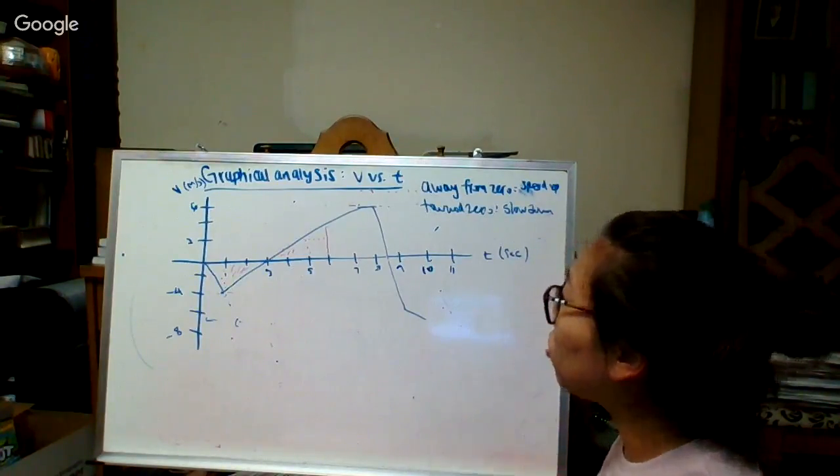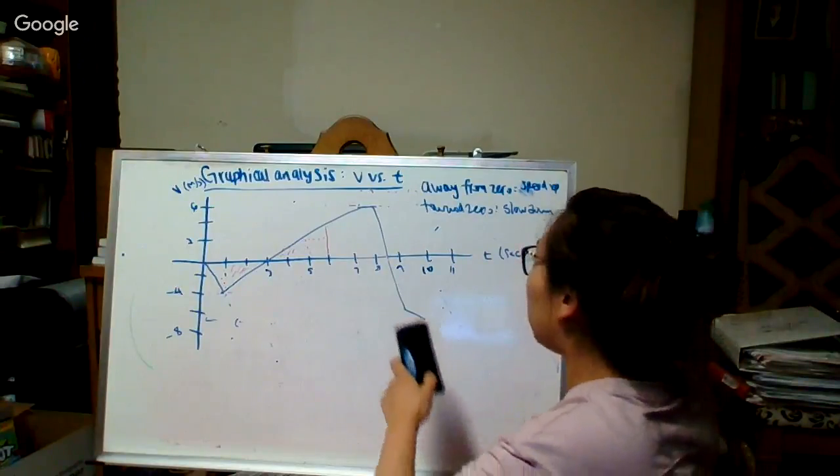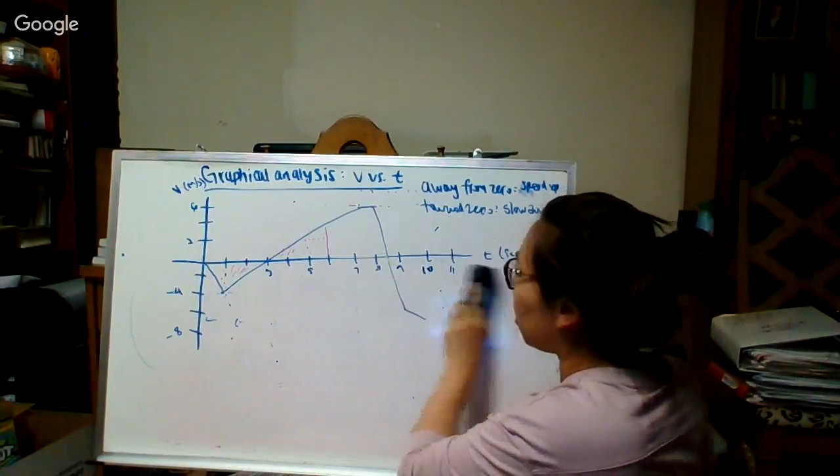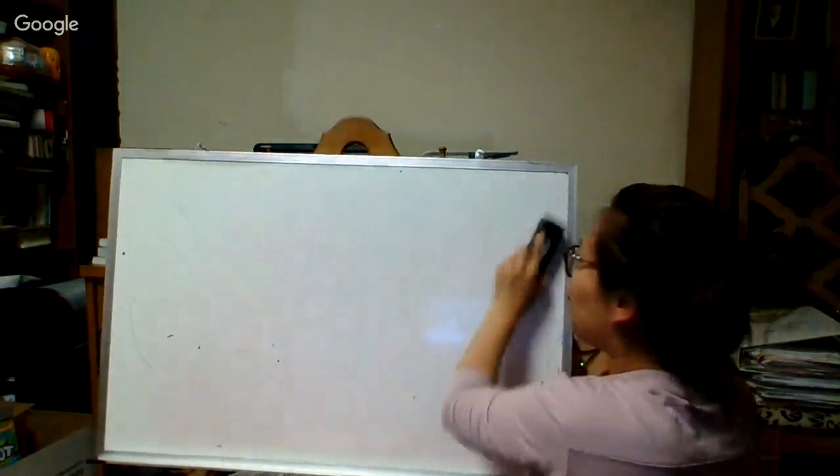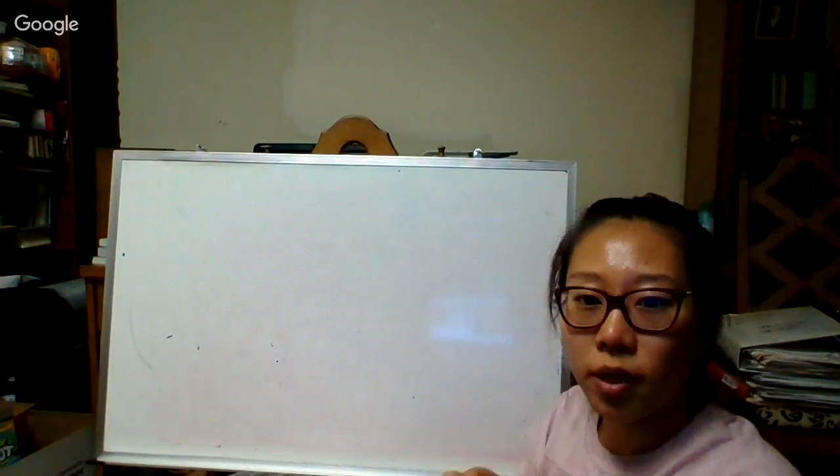Okay, so I'm going to show you how to interpret the slowing down, speeding up using the position versus time graph. So slow down, speed up.